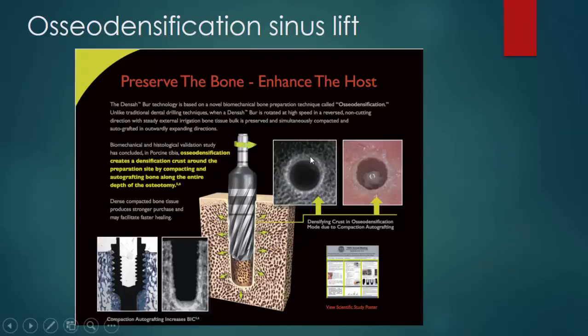ومثل ما شايفين بتعمل لي هالو أو بتعمل لي مثل راديو أو بايك لاين مثل حوالين الجذر السن الطبيعي، بيسموها lamina dura compact bone. فهي بتعطينا نفس المنظر. فالbiomechanical and histology validation study has concluded. ومثل ما شايفين هنا osteodensification create a densification crust around the preparation site by compacting and autografting a bone along the entire depth of the osteotomy.